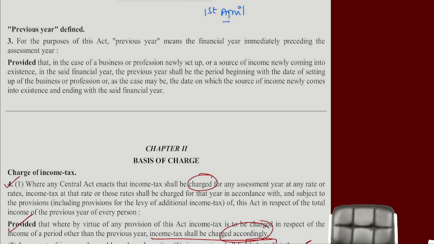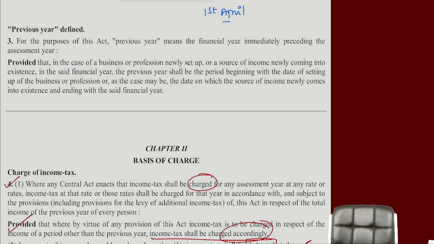So tell me, can the same person have multiple previous years in the same year? Yes. That means from this what you have to understand is that one assessee can have multiple previous years provided a source of income is coming into existence. Which source? A new source. For an existing source you cannot have 2 previous years. But for 2 different sources of income you can have 2 previous years for the same assessee.